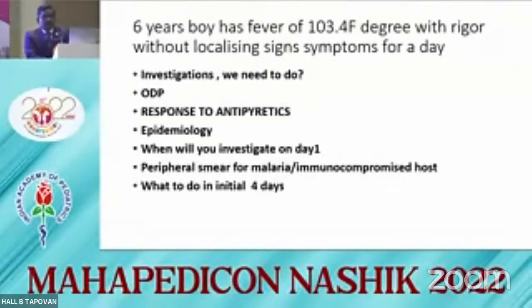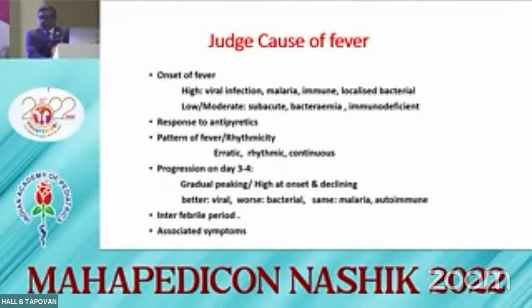So day one investigations, if at all you are going to do them: in infants beyond 3 months, it will be urine examination. And in older children, it will be a peripheral smear for malaria parasite. This is how we are going to judge the cause of fever. For this, the most important thing is the history, what our PG students nowadays call HOPI, what we used to call origin, duration, and progress.